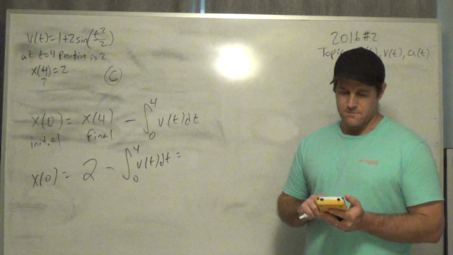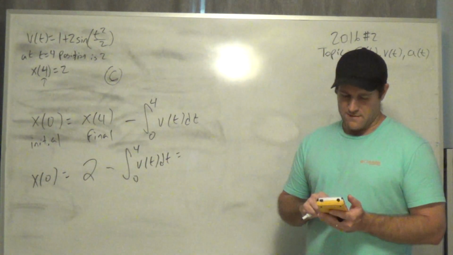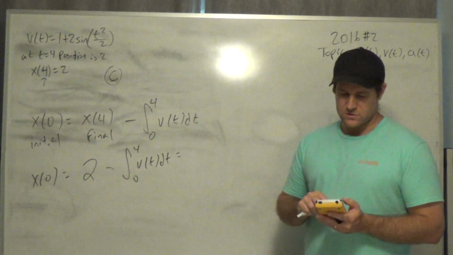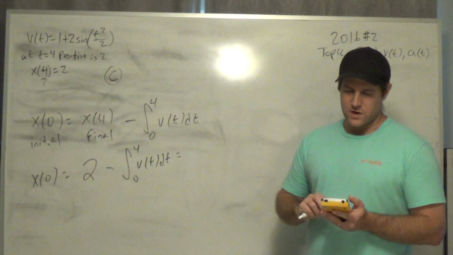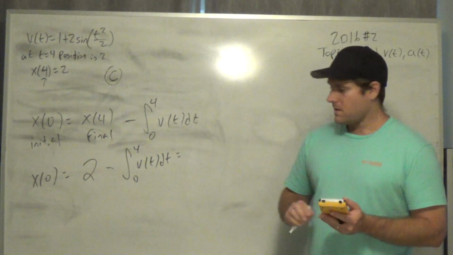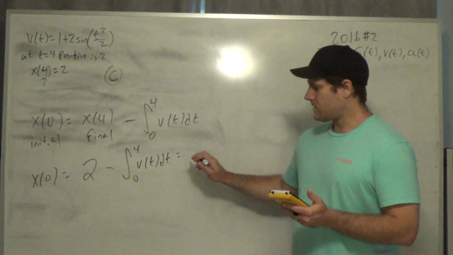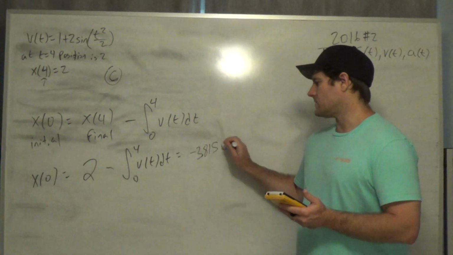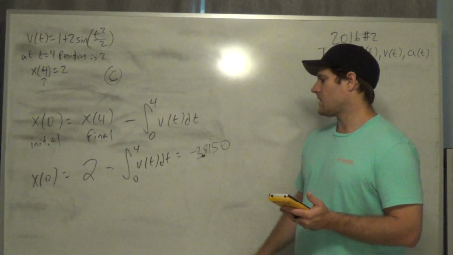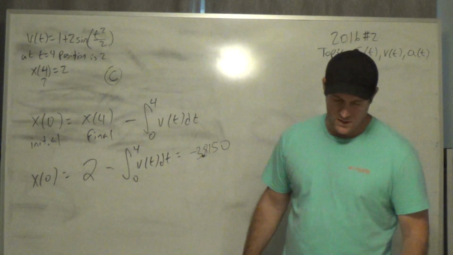So 2 minus math 9, sorry, from 0 to 4 of alpha trace. What's in y1? And I get my answer of negative 3.8150. And that's it. That's part C.